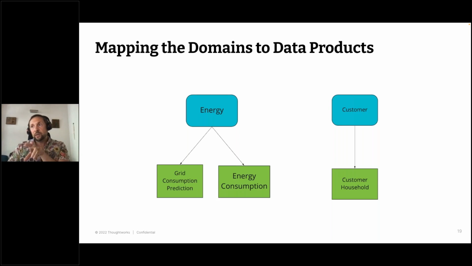We would have our energy consumption. This is just a simple data product that provides the energy consumption. That's all it does, nothing fancy. Same way with the customer household. It simply provides that well-curated raw data that's prepared for feature engineering. And then we have our grid consumption prediction, which is going to be our model training, the flow that we saw earlier. And that's going to serve it up, and then of course feed back into, that's going to be our multiplane.